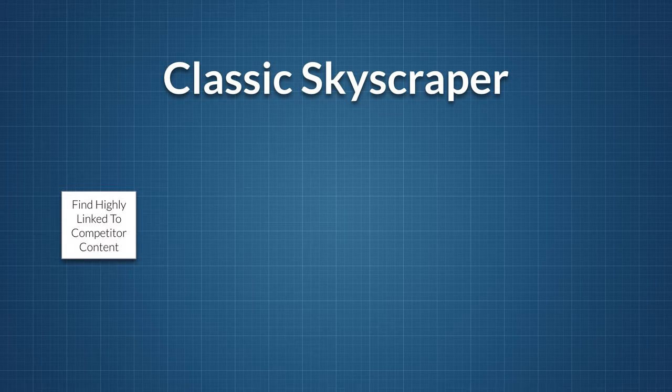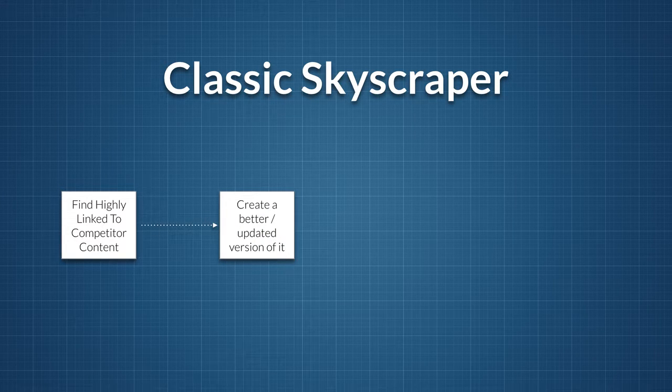For a classic skyscraper, the method is pretty simple. The first thing you do is you find a highly linked to competitor piece of content. So what I mean by that is a piece of content that collected a lot of links, something that did really well for them. And you're gonna just identify that through a bunch of techniques we're going to talk about in this blueprint. And then once you've identified that piece of content, you are going to create a better version of it. So, it's going to be updated, it's going to look better, it's going to be better research. You will have an angle in which it's going to be better than them.